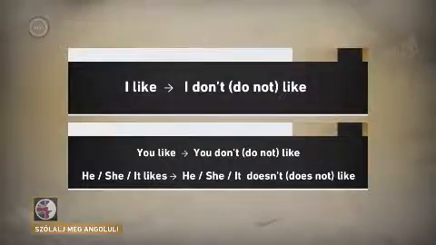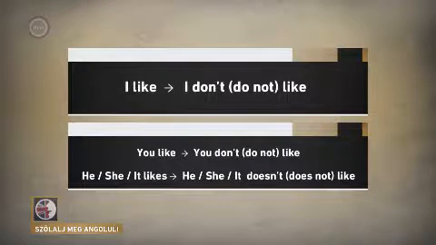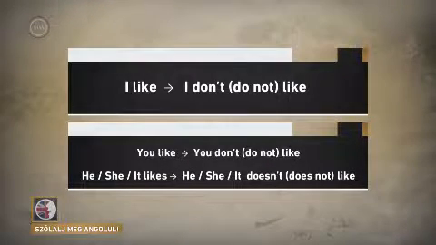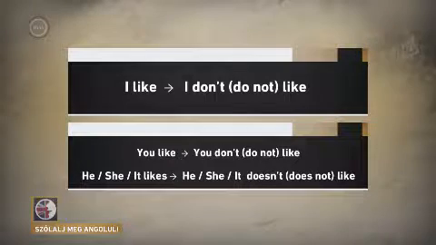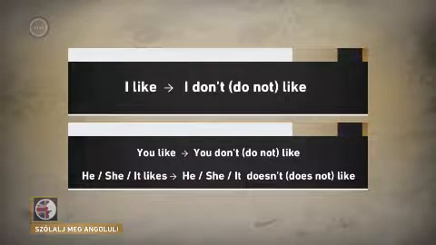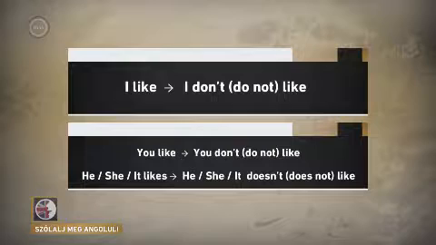Okay, but when we make a negative sentence in the present simple, and also when we ask a question in the present simple, we have to use the auxiliary verb "to do" to help us make the negative and the question form. So, I like becomes I don't, do not like. You like becomes you don't, do not like. And the third person singular form, he, she, or it likes, becomes he doesn't, does not like, she doesn't, does not like, and it doesn't, does not like.